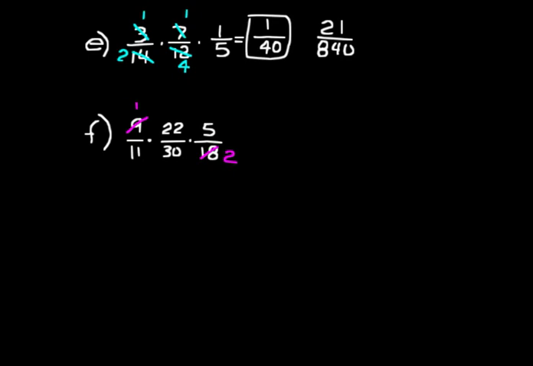And then I see a 22 in the numerator over 11. That would reduce to 2 over 1. Then we're left with a 5 over 30, which we could also reduce to 1 over 6, since 30 divided by 5 is 6. So now we have a 1, a 2, and a 1 in the numerator, which would give us a 2. And then we have a 1, a 6, and a 2 in the denominator, which would give us a 12.